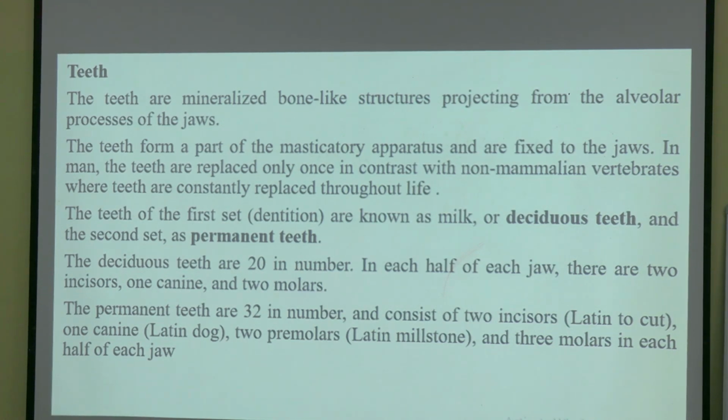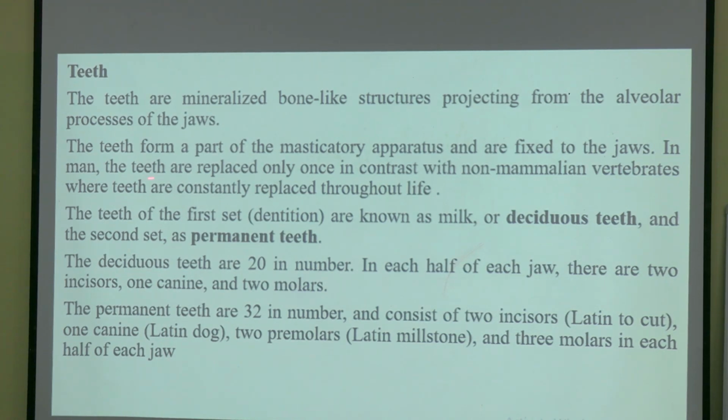Okay, जो alveolar process है उसमें sockets होता है. In that socket the teeth are attached. Okay. Now these are the masticatory apparatus, which help in chewing, fixed in the jaws.